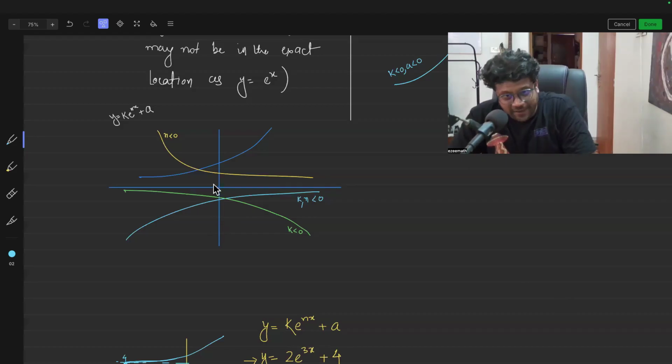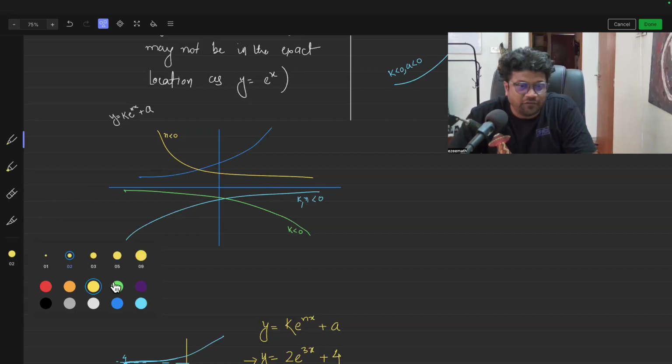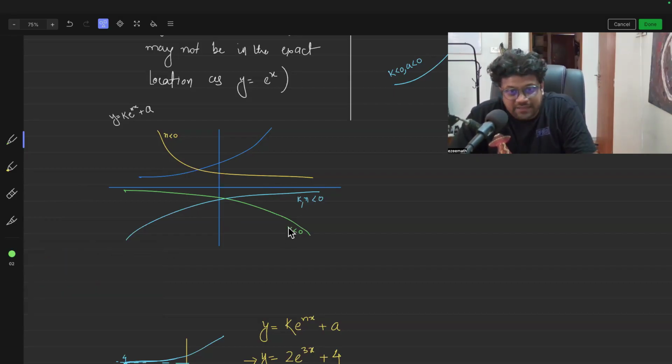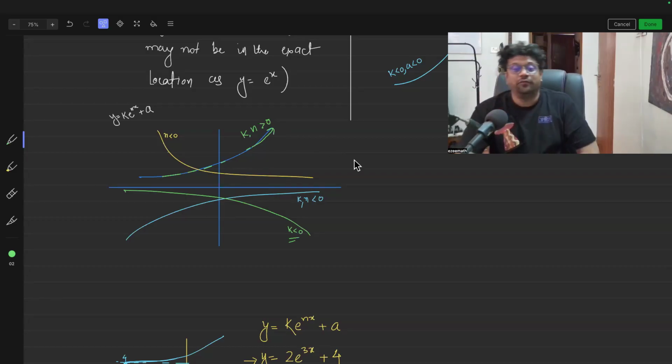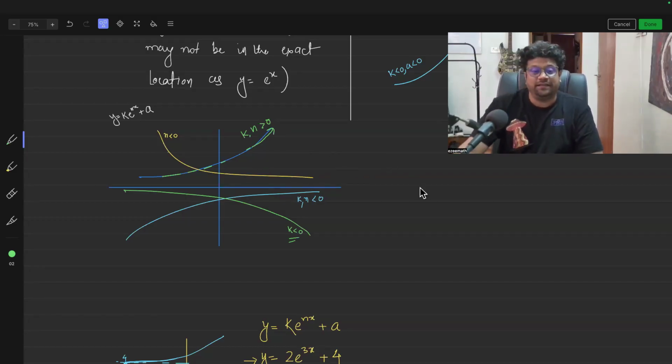Although on this sheet, I have roughly drawn what the curves would look like if k is negative, the green one. If both k and n are negative, this is what it may look like. If only n is negative, this is what it will look like. And if k, n are both positive, this is what it will look like. That's the first one we drew. But again, like I told you, follow the points and it will make sense.